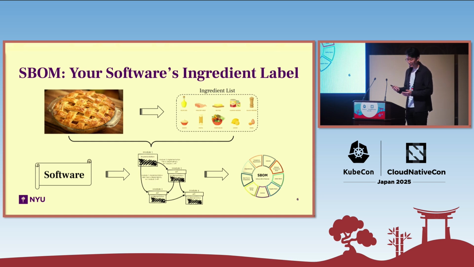But just like in food, if that ingredient label is missing something, or if it's outdated or fake, it can be dangerous. The challenge is that today's SBOMs are often incomplete or inaccurate. What we need is not just a label, but a label that we can trust, based on actual evidence, not just declarations.